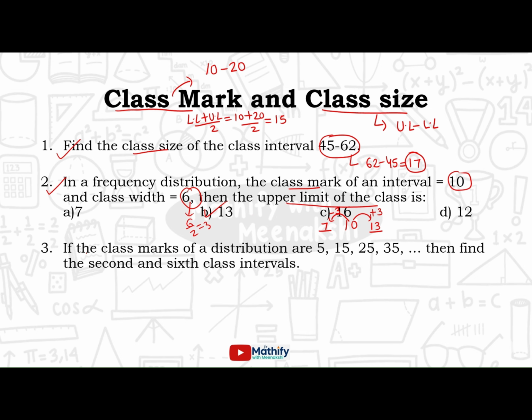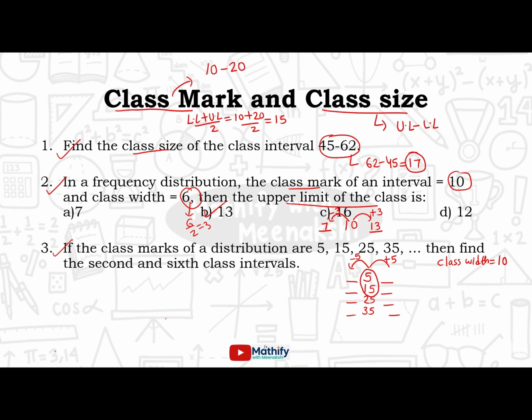Now let's move to third question. If the class marks of a distribution are 5, 15, 25, 35, this time we know class marks, but again we don't know our class interval. That means the lower limit and upper limit. So here the class width is not given, but you can find the class width by taking the difference of any two consecutive class marks. So here class width is 15 minus 5, that is 10. And once we know the class width, you know that half, if you will subtract, you will get the lower limit, and if the half of class width you will add, you will get the upper limit.